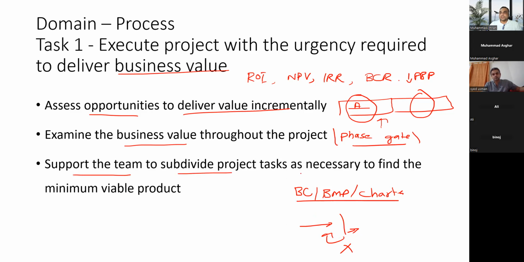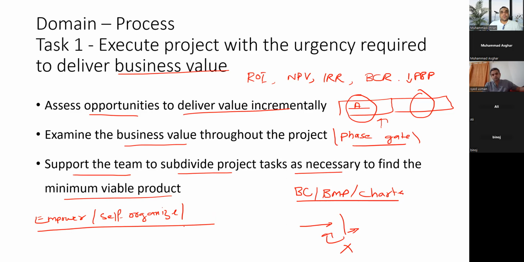Support the team to subdivide project tasks as necessary to find a minimum viable product. So we have to promote the culture, we have to empower the culture, we have to make the team self-organized. As a project manager, we have to provide a psychologically safe environment so the team can work independently or autonomously, and they can produce better results, provide innovative results, and find better alternatives to do the work. But it will only happen when you use an appropriate leadership style. Whether you are in predictive or adaptive, you have to use a self-organizing team. You have to use a diversified team so you can make your project output better.